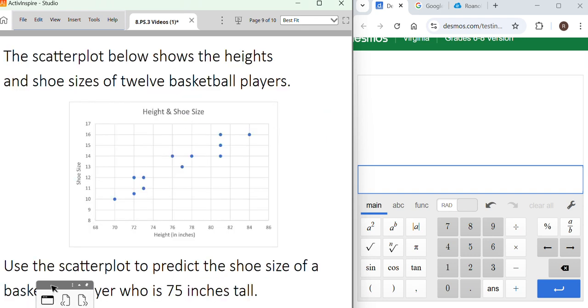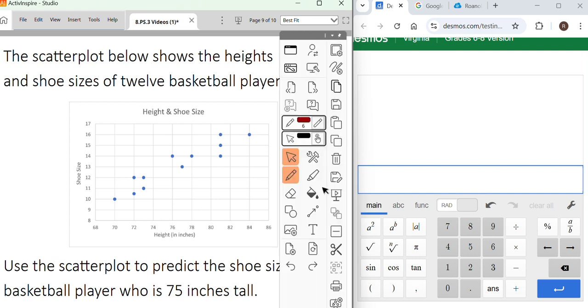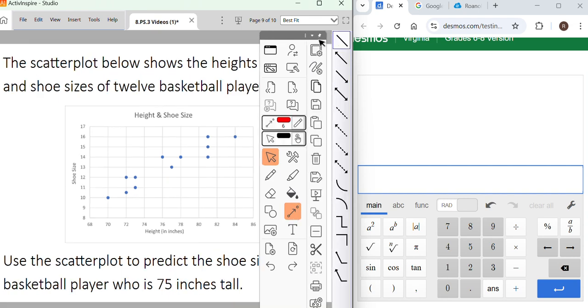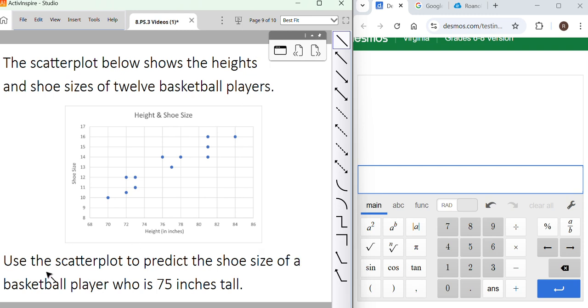Here it says the scatter plot below shows the heights and shoe sizes of 12 basketball players. And if you look at this, I think I see a positive correlation. Well, they want me to make a prediction, which means I need a trend line. So let me get my line tool. It says use the scatter plot to predict the shoe size of a basketball player who is 75 inches tall.